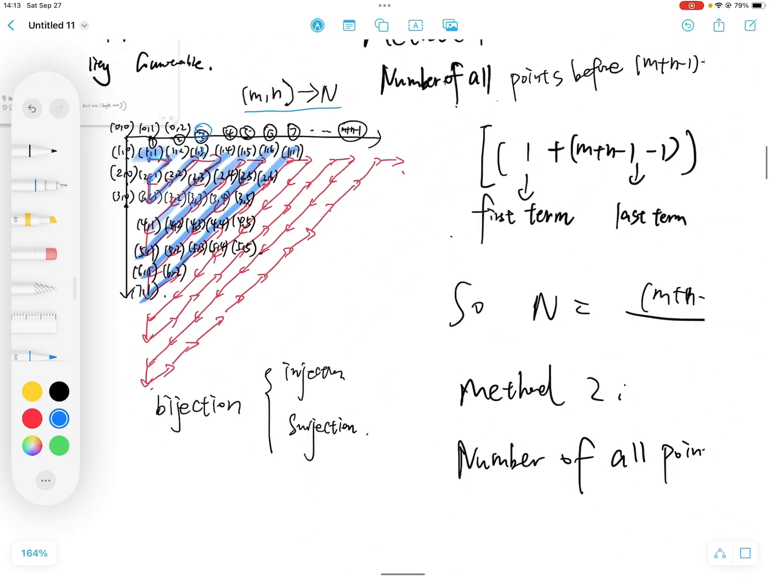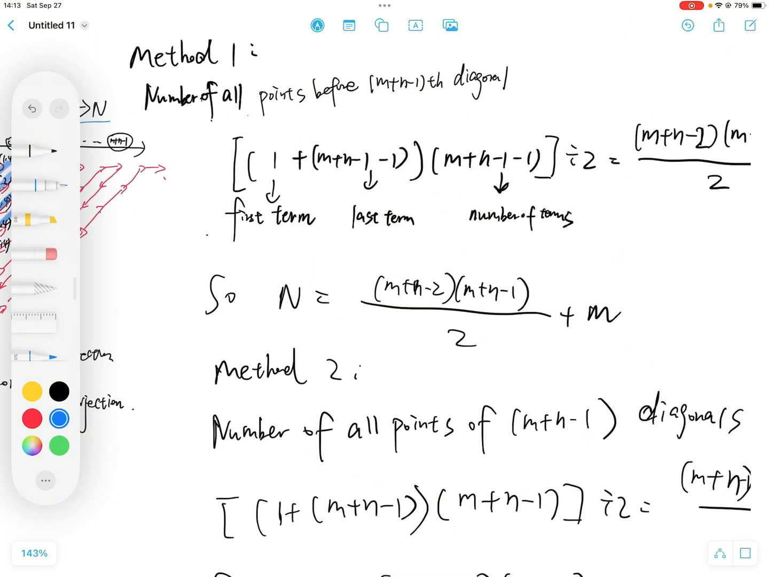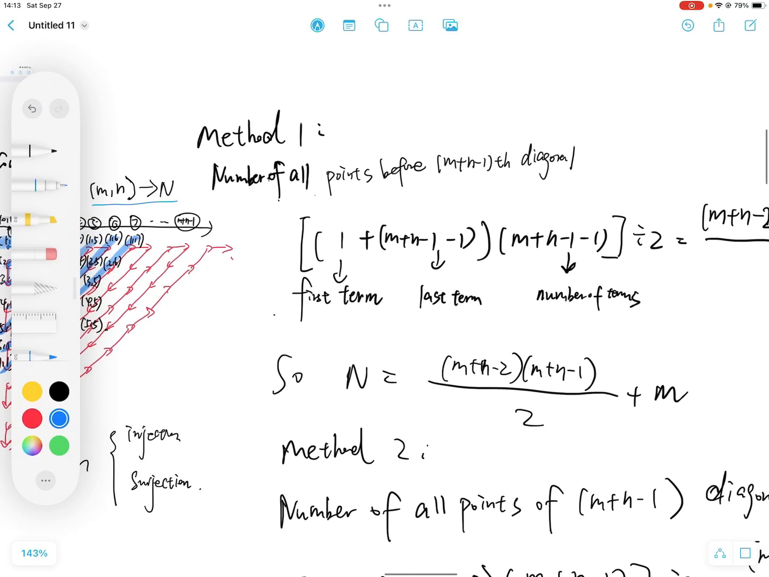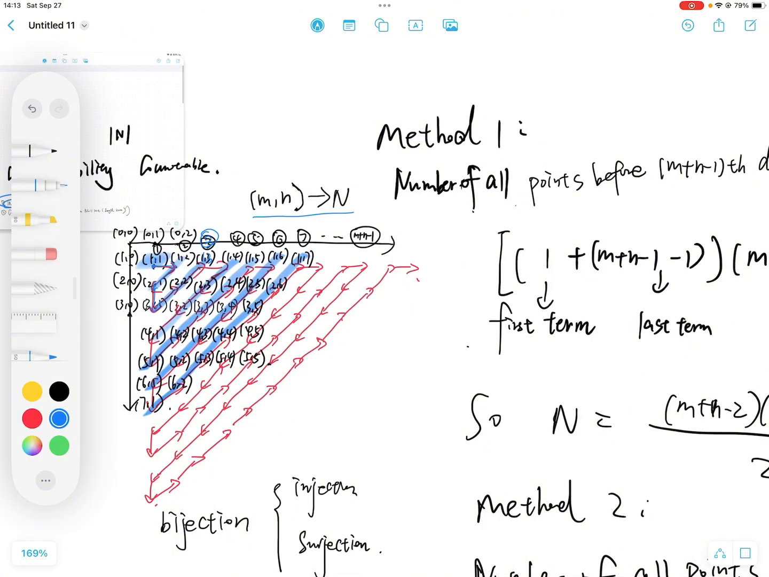And here I could also further construct the specific mapping from N times N to N. Here the method 1 is I will choose the number of all points before the m plus n minus 1 diagonal, which is what I mean by round 1, round 2. For 3 the number is 3, and for 4 the number is 1 plus 2 plus 3, which is 6.